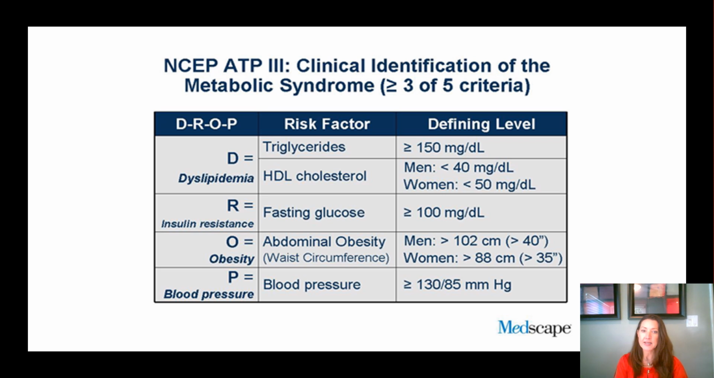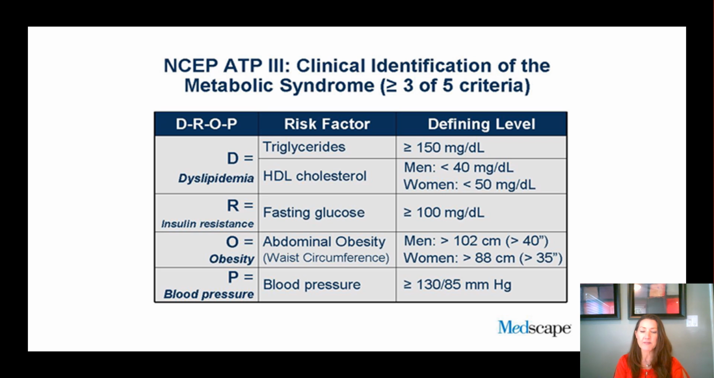Abdominal obesity. Sometimes organizations have some different criteria. They'll look at body mass index, but a lot of people would prefer the actual measurement of abdominal obesity. So for a male, over 102 centimeters or 40 inches. For a female, greater than 88 centimeters or 35 inches. And then blood pressure. If blood pressure is elevated, 130 over 85, that would be diagnostic.